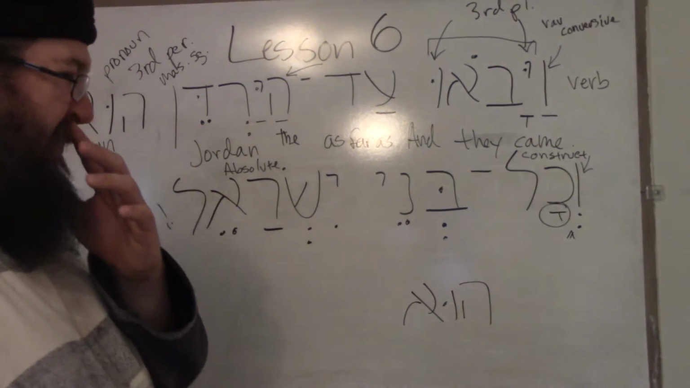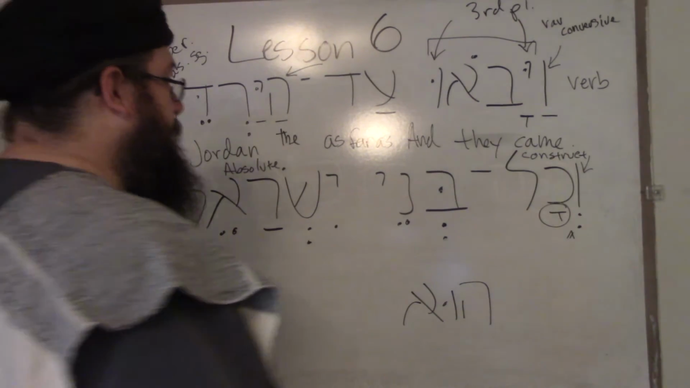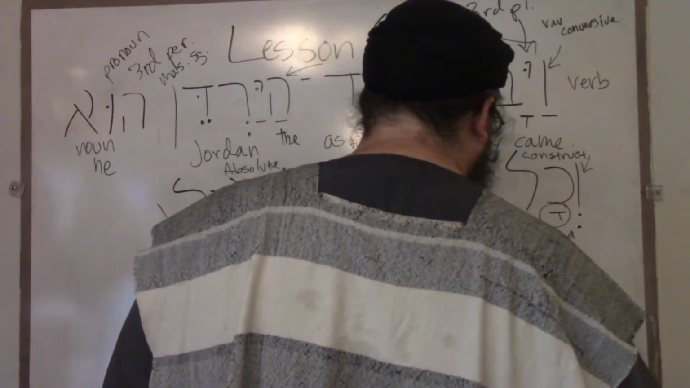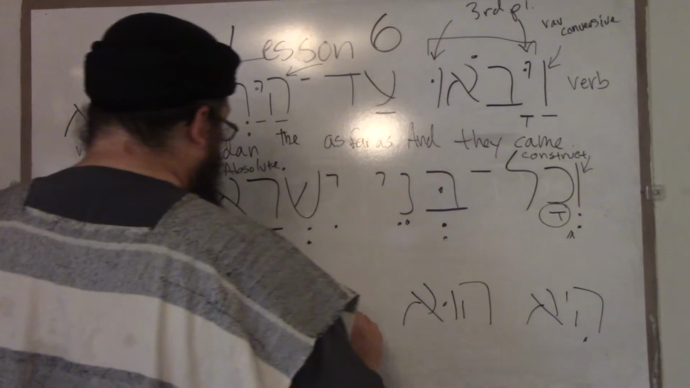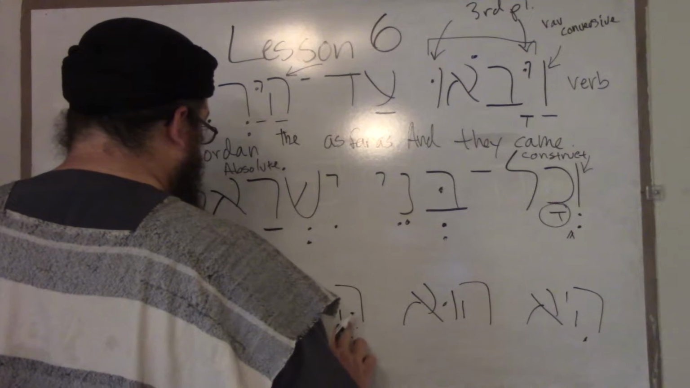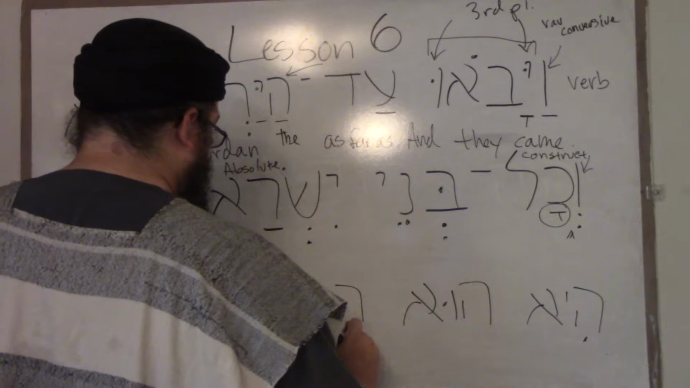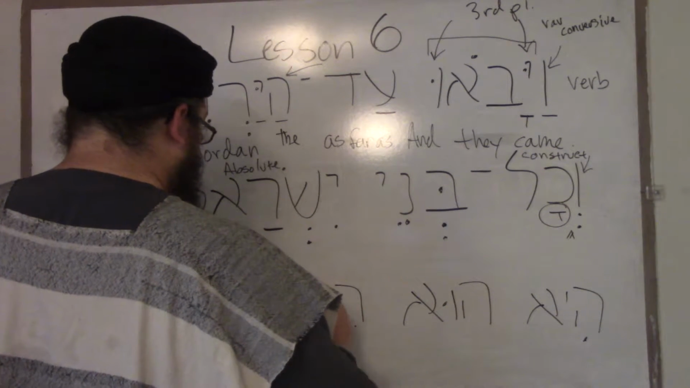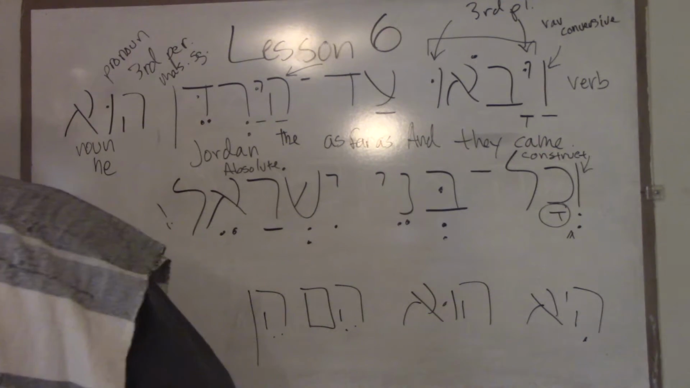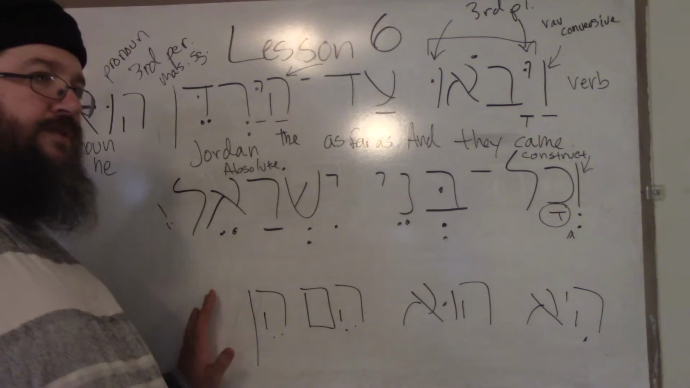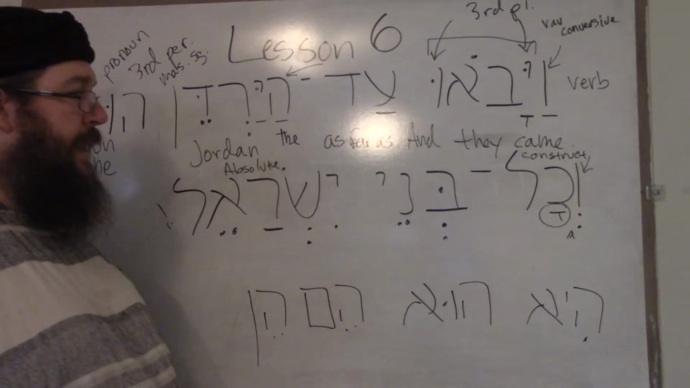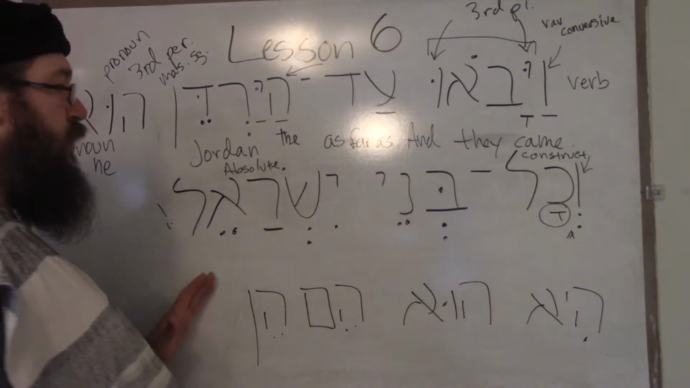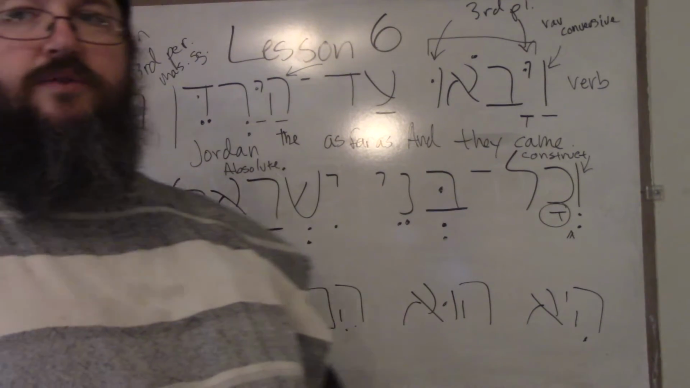Hu, hi, hem, and hen, these are demonstrative pronouns. Now there are more demonstrative pronouns, but I'm going to focus on these ones first. And I'm going to focus on what's important to know about demonstrative pronouns. Okay?